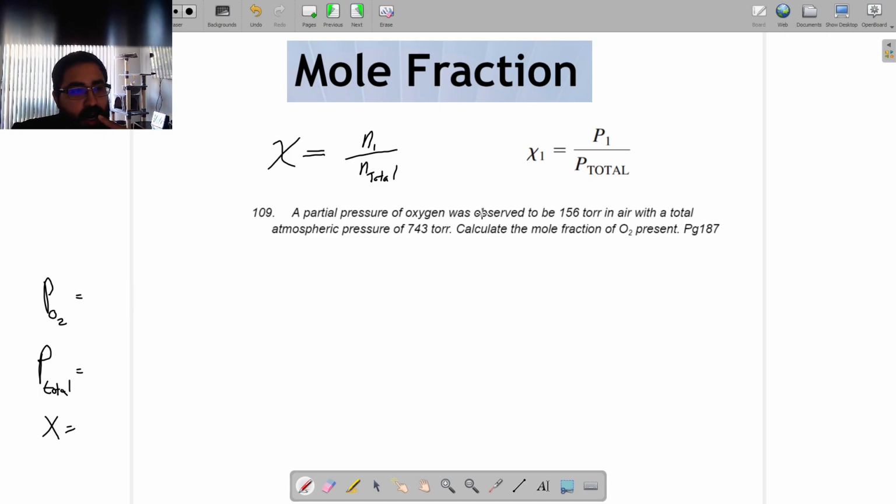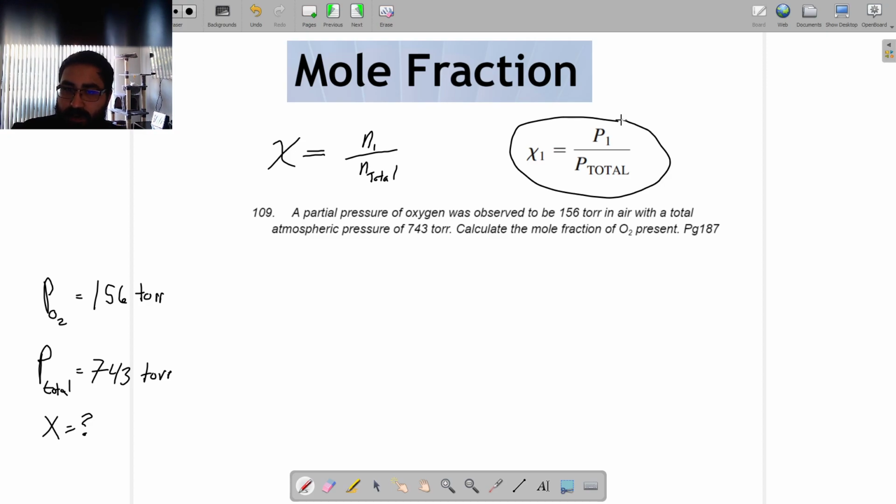So the partial pressure of oxygen was 156 torr, and the total atmospheric pressure was 743 torr. There are a lot more gases besides oxygen in this mixture, but we only know of one of them. And we don't know the mole fraction, so that's what we have to look for. This is pretty simple. We have the pressure of our gas and then the total pressure. That's all we need.